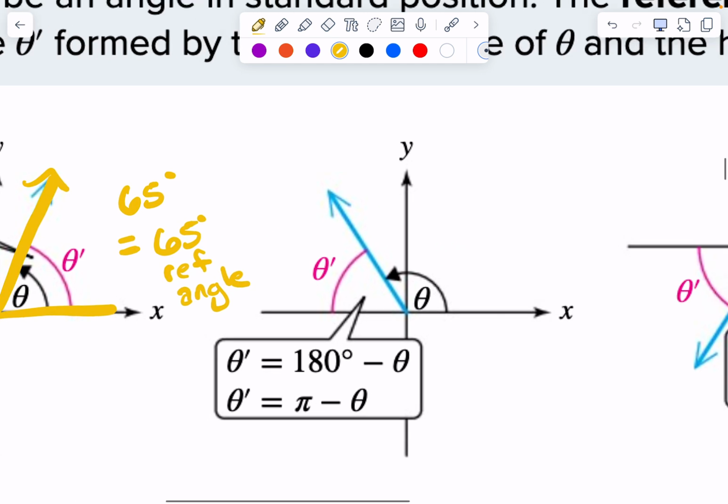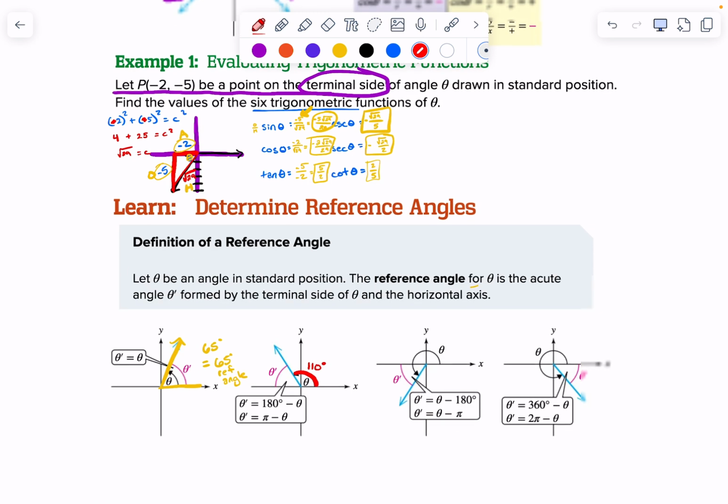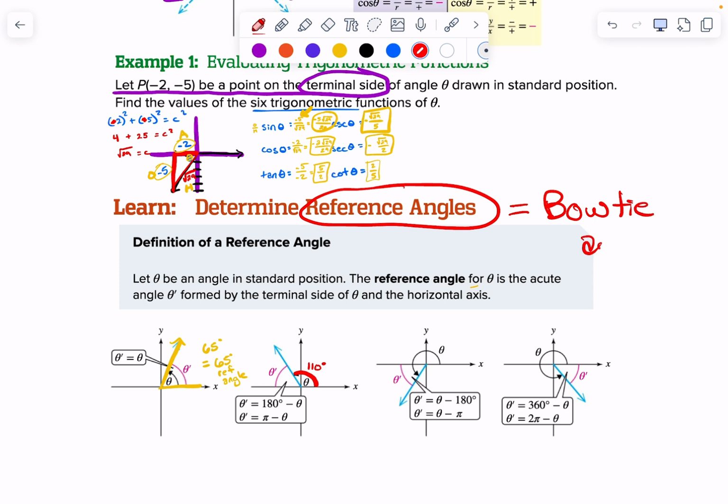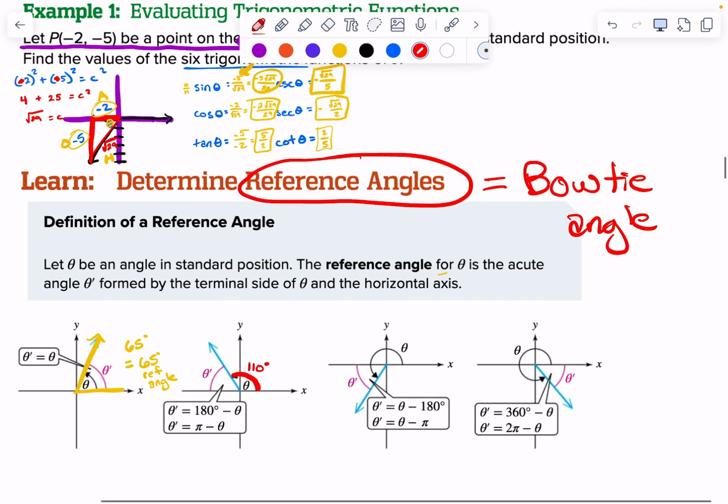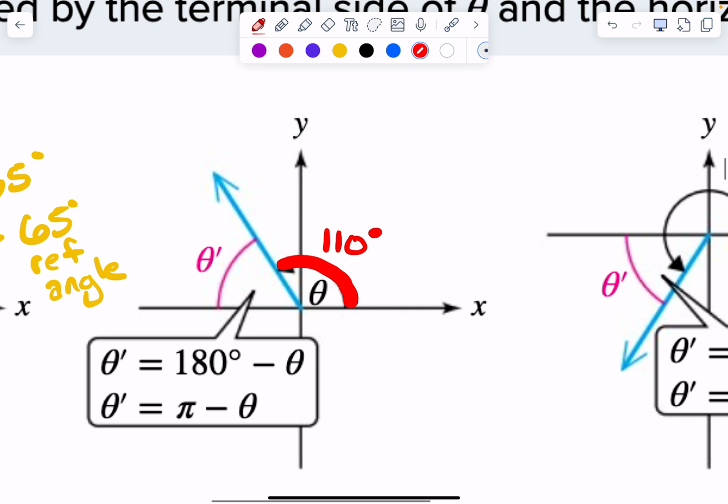Let's say we have something in the second quadrant, like 110 degrees. Your reference angle, I'm going to write out reference angle, is the bow tie angle. Your reference angle is your bow tie angle. So if I have something that is 110 degrees here, do you know what I'm talking about with my bow tie?